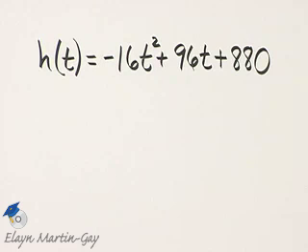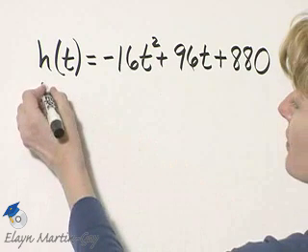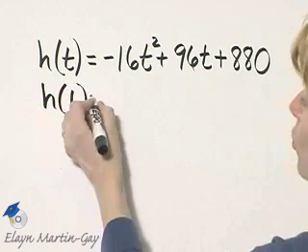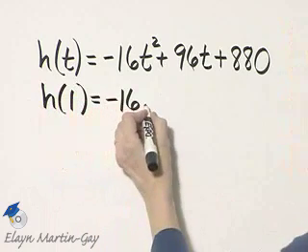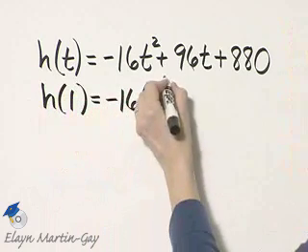Make sure you understand the meaning of this given function. Neglecting air resistance, h of t is the height of the pebble after t seconds. So if we want to find the height of the pebble when t is 1, we basically want to find h of 1. And everywhere there's t, we put 1.